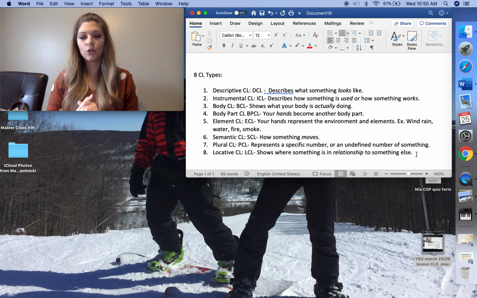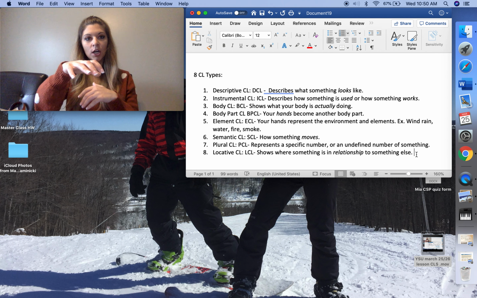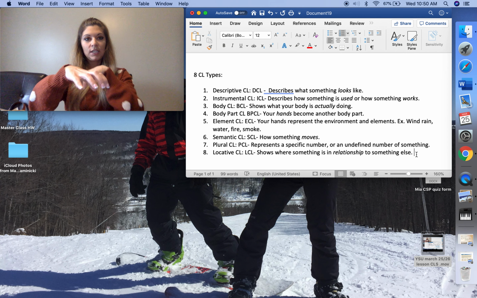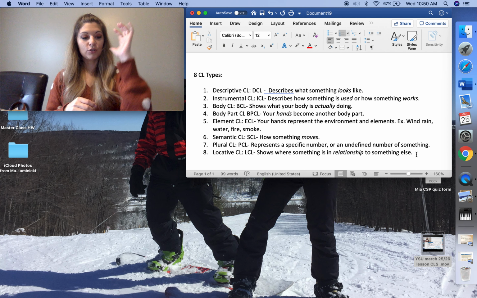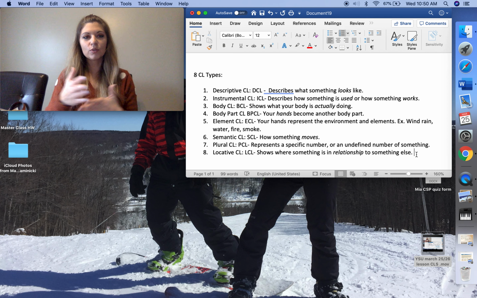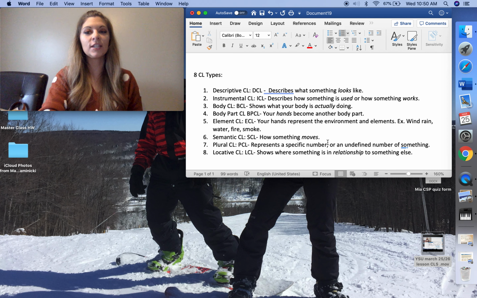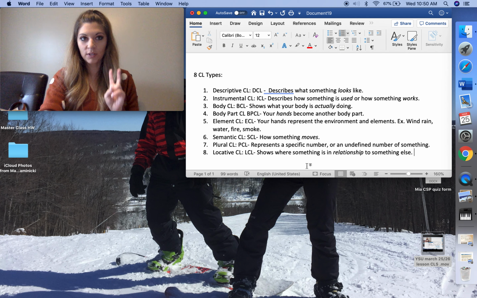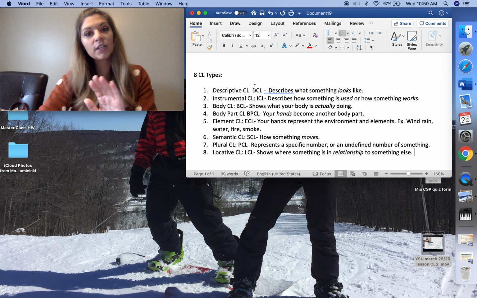So if I said, I teach in this building here, and then my car is parked here in the parking deck, or there's a tree and I'm standing next to it or in front of it or behind it. So it shows location in relationship to anything else. So you have to have two. Okay, so these are our 8 classifier types.